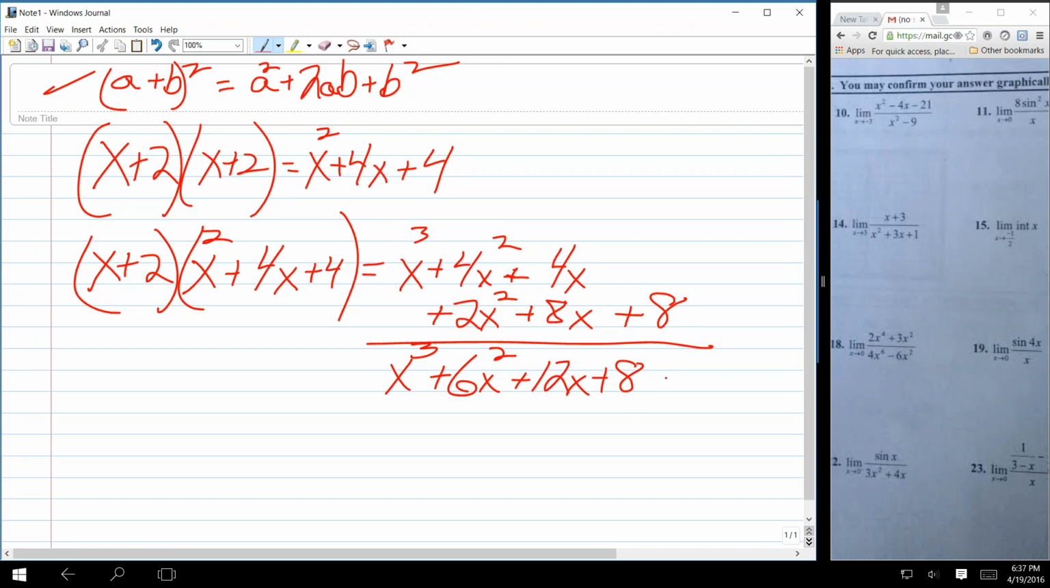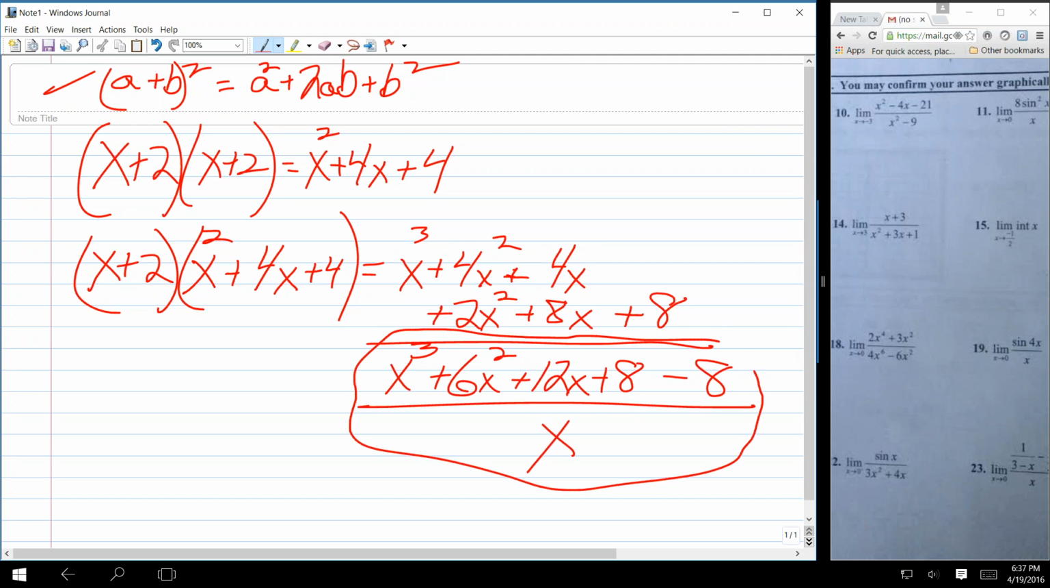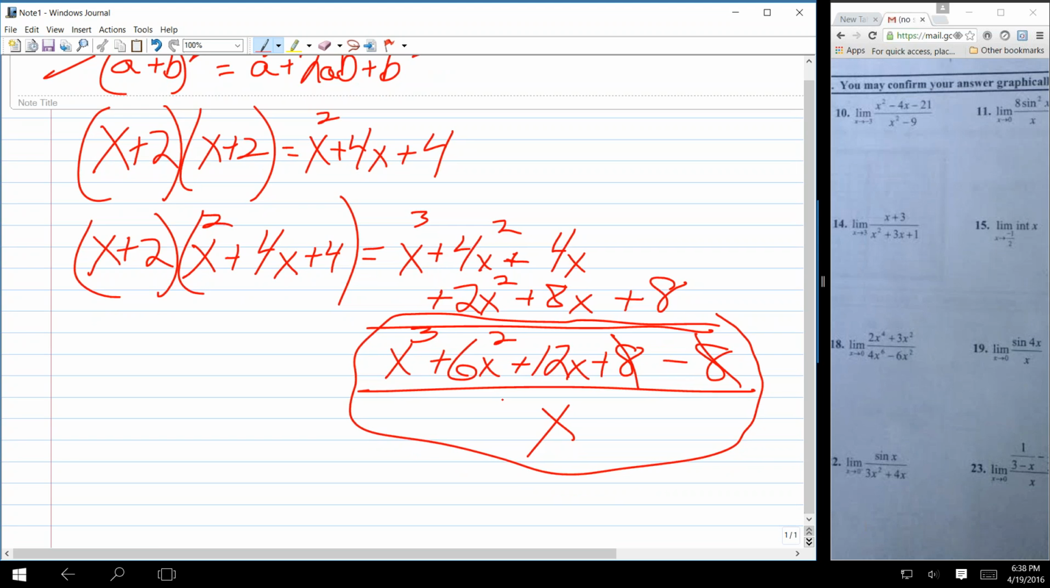And I still have to subtract that other 8, right? Right. So that's my function. Well, that cancels with that. And now what? In other words, if we substitute it, we're still going to get 0 over 0. But I can simplify this.